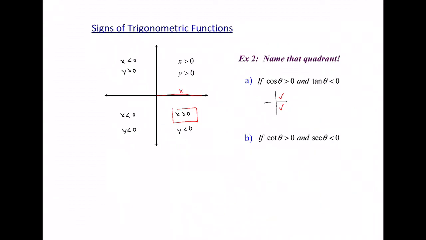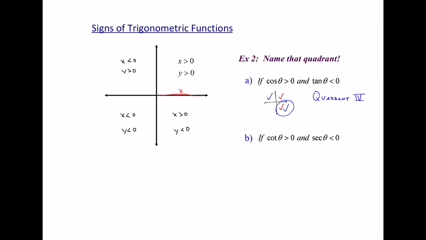What about tangent less than 0? Tangent is your opposite over adjacent, so you need one positive and one negative. In quadrant 2, you have one positive and one negative, so it could be there. And also in quadrant 4, you have one positive and one negative. So where do they overlap? Where is cosine greater than 0 and tangent of theta less than 0? That would be in quadrant 4.